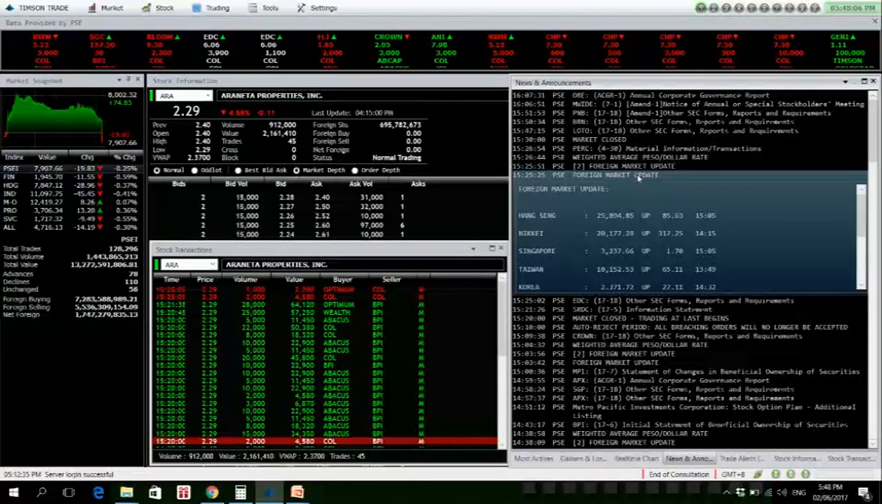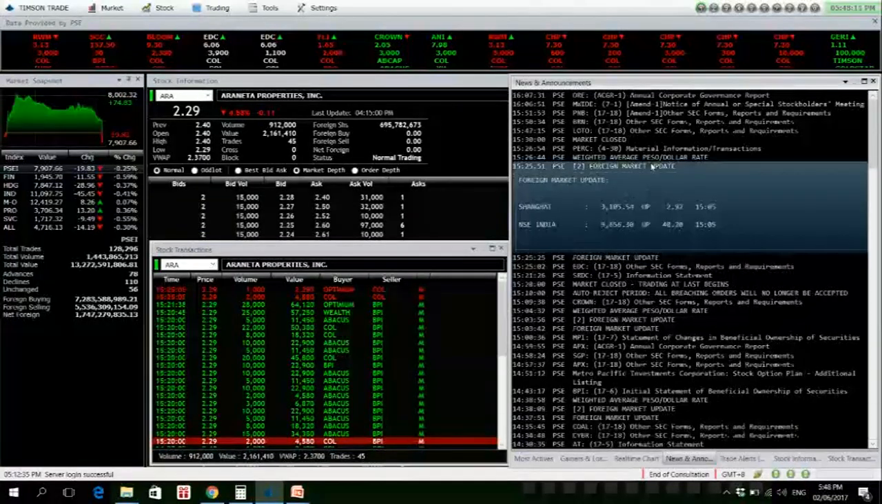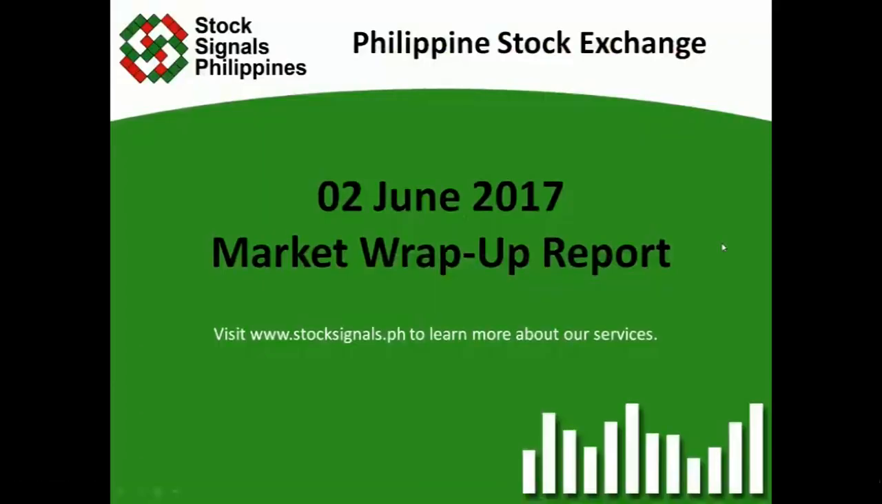Foreign markets: Hang Seng is up. Everyone is up. Nikkei, Singapore, Taiwan, Korean Kospi is also up. Shanghai is also up and CNJ is up. So I think we're the sole loser for the day in Asia.